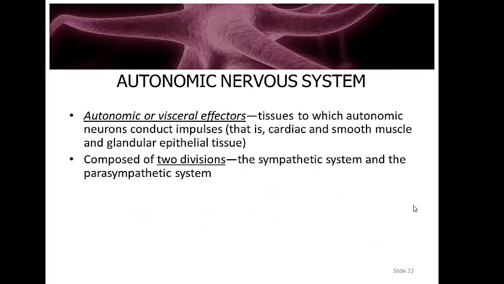We have what are called autonomic or visceral effectors. These are tissues to which the autonomic neurons conduct impulses. So these would be the cardiac muscle, smooth muscle, and glandular epithelial tissue. With the autonomic nervous system, there are two other divisions. That's the sympathetic and the parasympathetic.